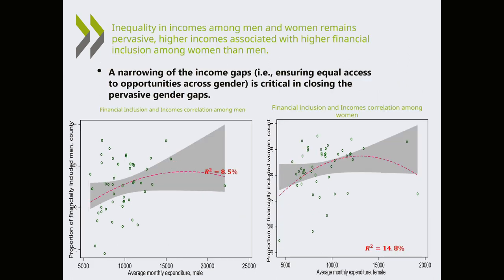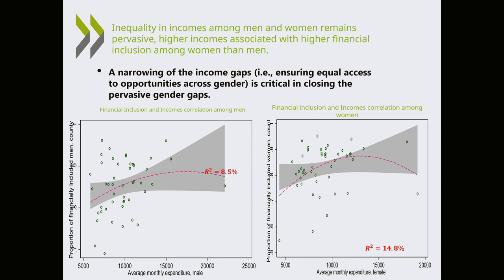In terms of income, now let's see, okay, I think this is the inequality in income and its relationship to financial inclusion. So again, we see a strong relationship between higher incomes and higher levels of financial inclusion, or a slightly stronger relationship there for women than we do for men, but not to the same extent. Actually, no, it's about the same extent as we saw for financial literacy.